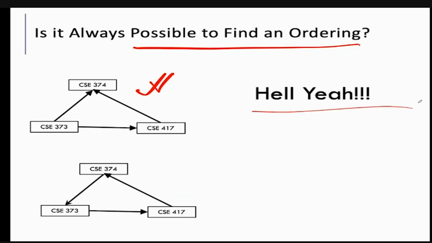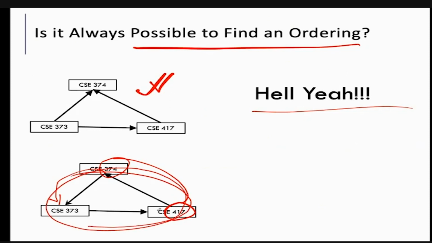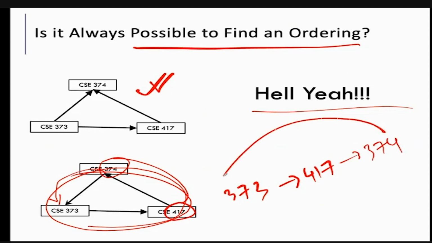But let's look at this graph. See, 373 is a prerequisite of 417. 417 is a prerequisite of 374, and 374 is a prerequisite of 373. So here we have found a cycle, right? So this is a circular dependency. 373 to 417, and 417 has 374. But the problem is we have another edge that comes from right to left. So we have basically created a cycle.